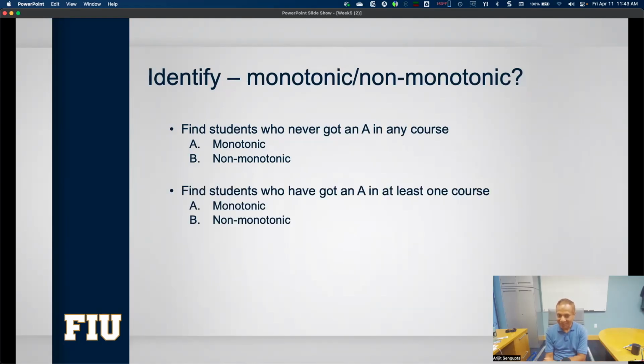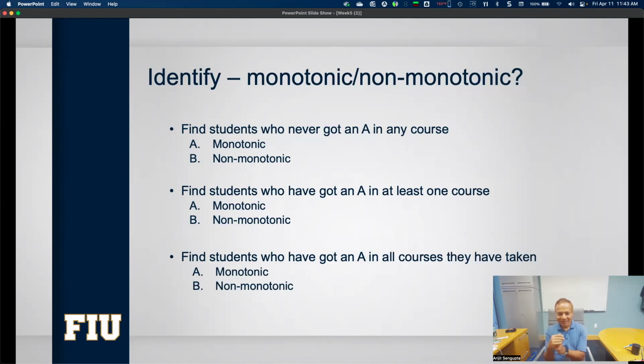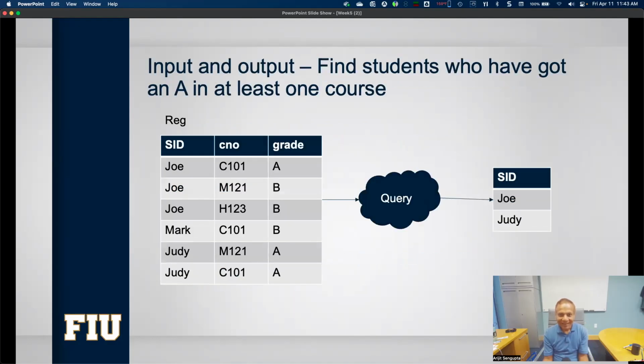Let's take out another one. Find students who have gotten an A in at least one course. What about this one? Is this monotonic or non-monotonic? Not telling you yet. We're going to look at it in a second. One more. Find students who have gotten an A in all courses they have taken. What about this one? Is this monotonic or is this non-monotonic? Well, let's talk about it.